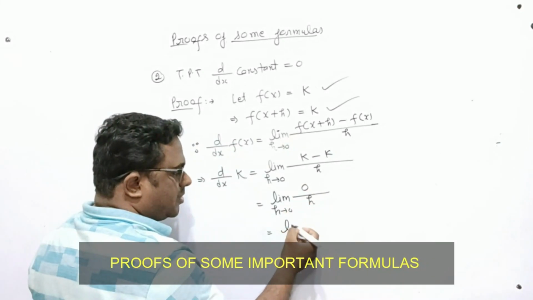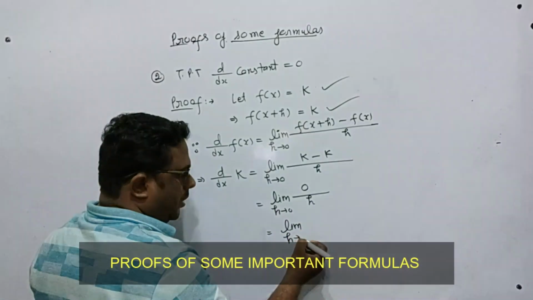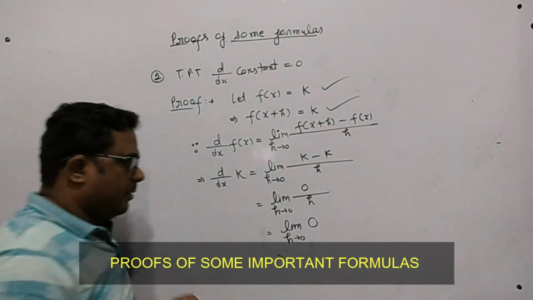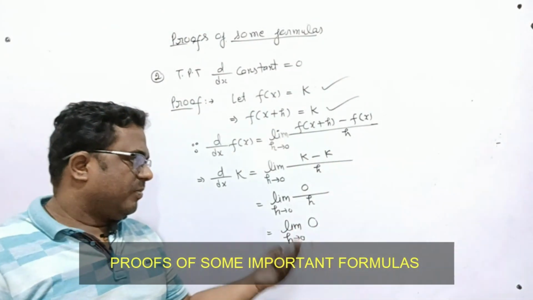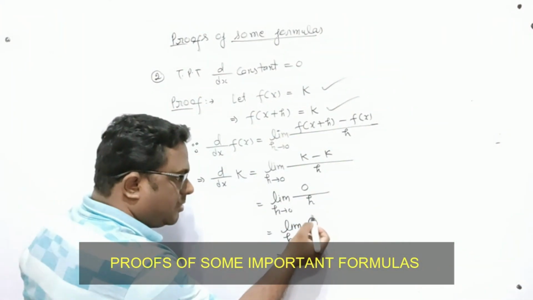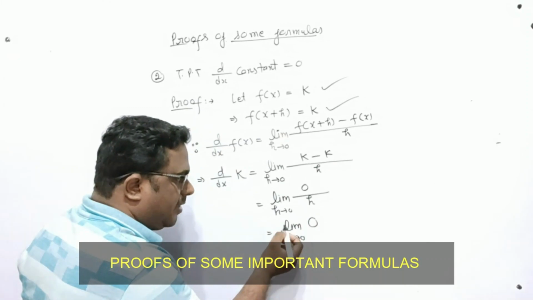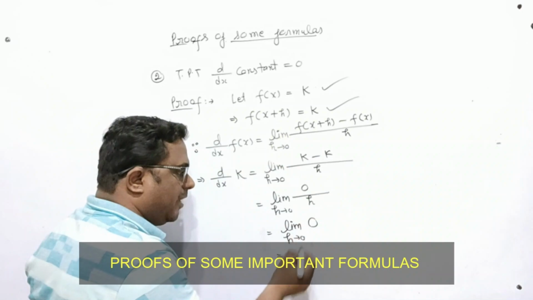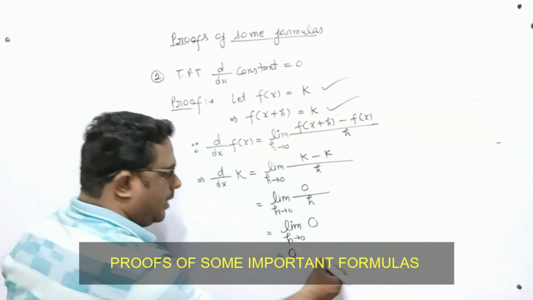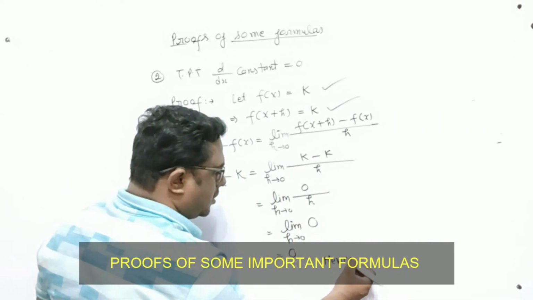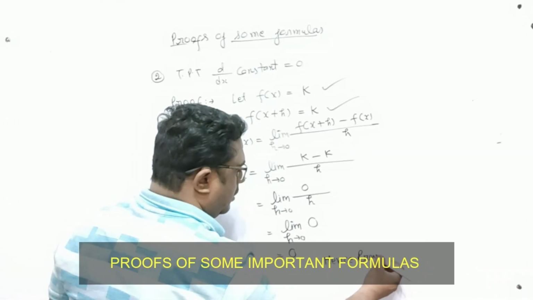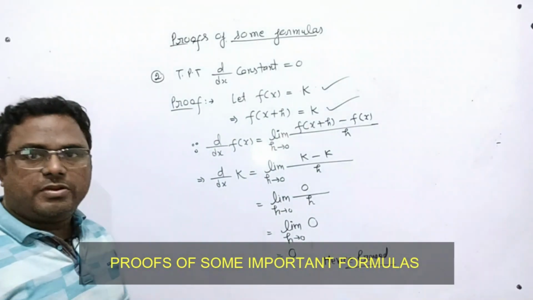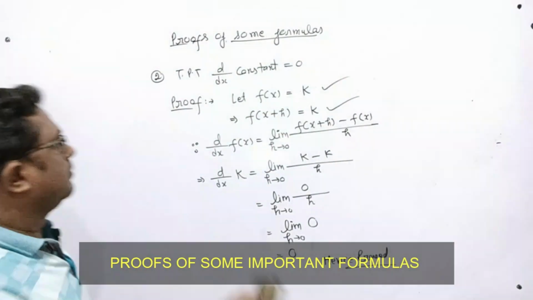So what will be the result? Only 0 will be left here, and after you put the value of h into it, nothing will happen because it does not have any h. So this limit h tending to 0 will have no effect on its value, so 0 will come, and that's the answer for this question. And the derivative of constant has become 0, that we wanted to prove.